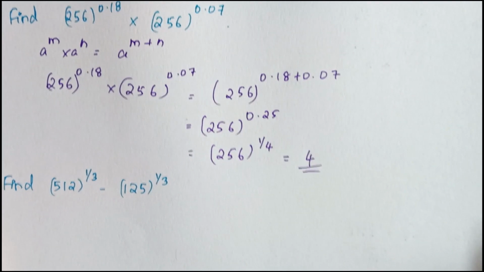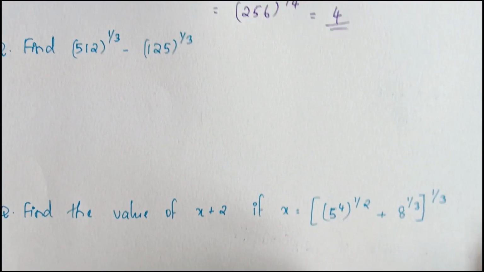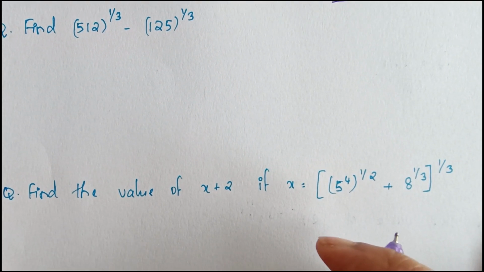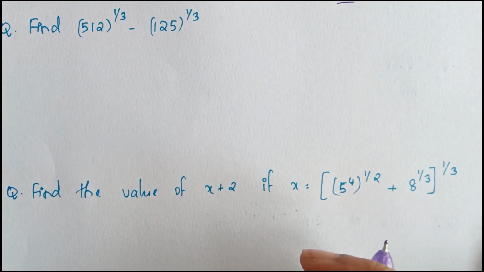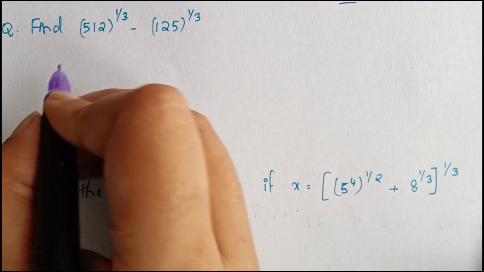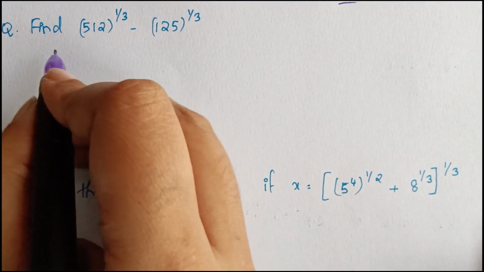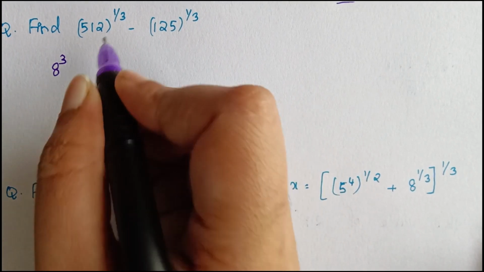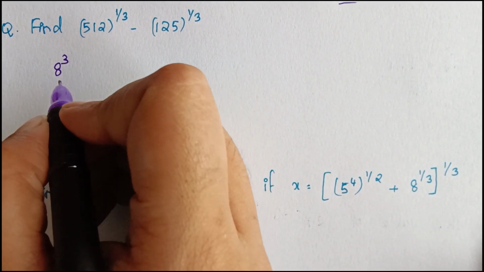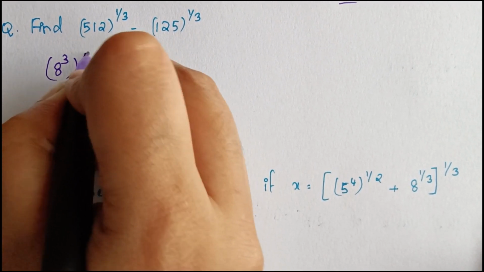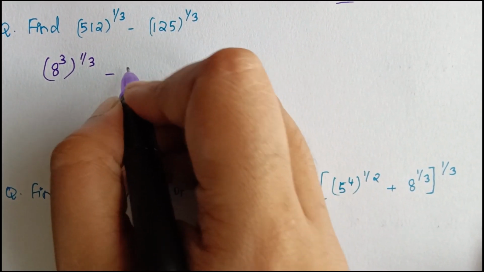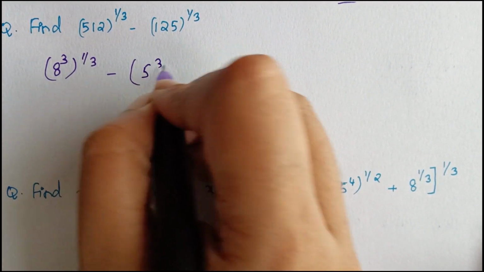Next question is, find 512 the whole raised to 1 by 3 minus 125 the whole raised to 1 by 3. 512 is actually a cube. The cube root of 512 is 8. So 8 cube is 512. So 8 cube the whole raised to 1 by 3. Similarly, 125 is actually 5 cube. 5 cube the whole raised to 1 by 3.